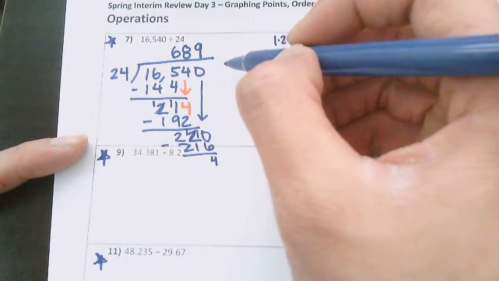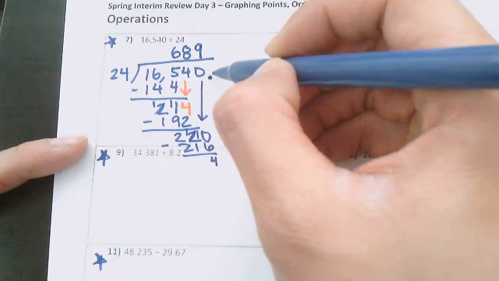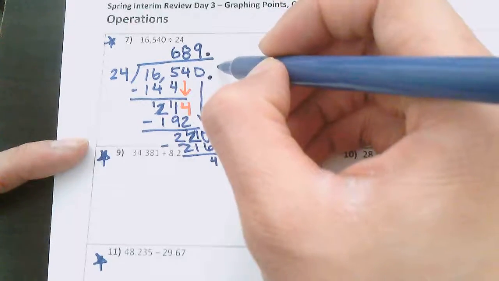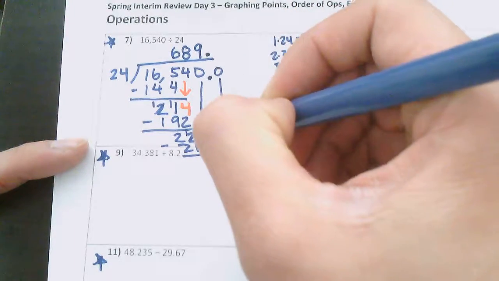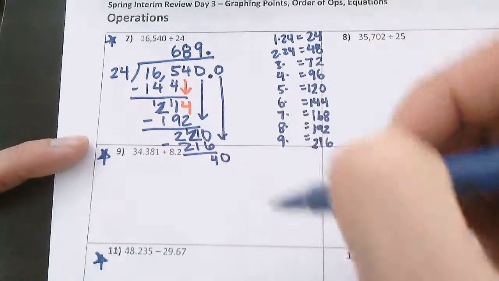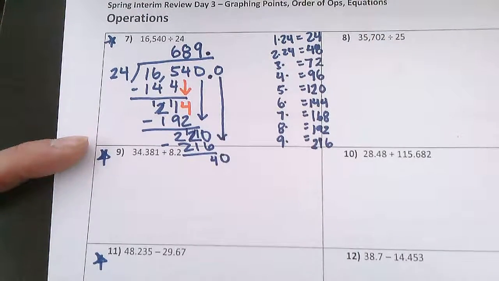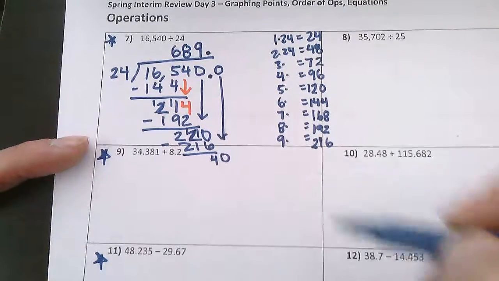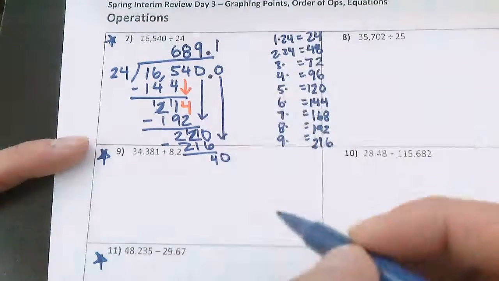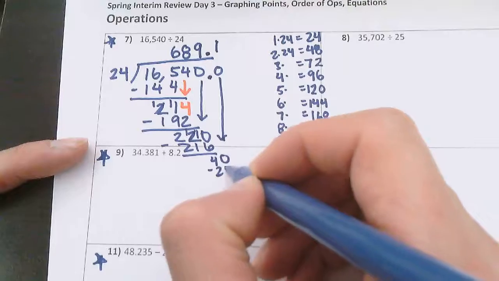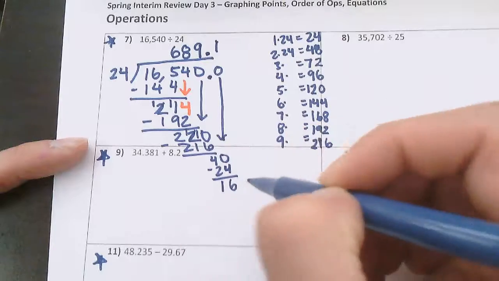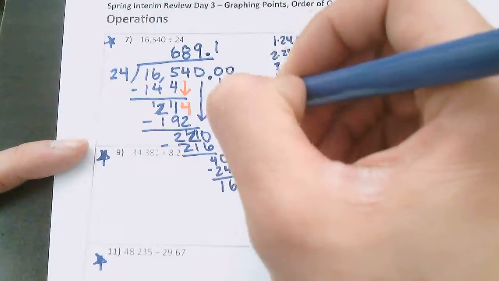And then from here, we're going to have to add a decimal. So if you add a decimal here, we also add a decimal here. We have a 0. Bring down this 0. And then how many times can 24 go into 40? Once. 1 times 24, then minus 24. We have a 6 and a 1 and a 0.